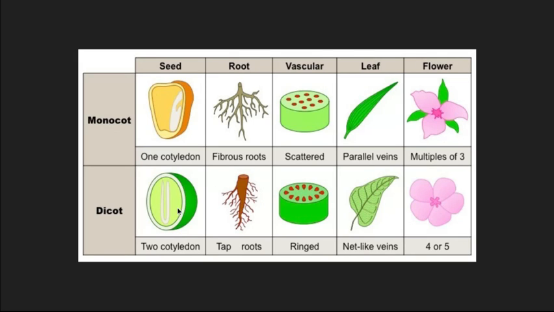Dicots have 2 cotyledons, so you can see that there are 2 spots there for it to nourish the seed. They have tap roots. Their vascular system is ringed instead of just scattered. They have net-like veins, and their flowers have 4 or 5 petals. So this is a really good way for you to visualize the difference between a monocot and a dicot.